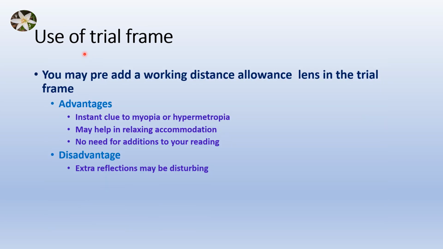The use of a trial frame while doing retinoscopy is optional, and it is a personal choice. By adding a working distance allowance lens in the trial frame, there are certain advantages: it gives an instant clue to myopia or hypermetropia, it may help in relaxing accommodation, and there is no need for further additions to the reading. The disadvantage is that extra reflections may be disturbing. Most of us do not use the working distance allowance lens in the trial frame while doing retinoscopy.